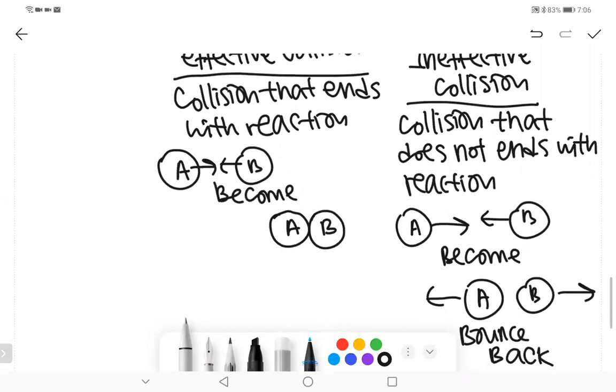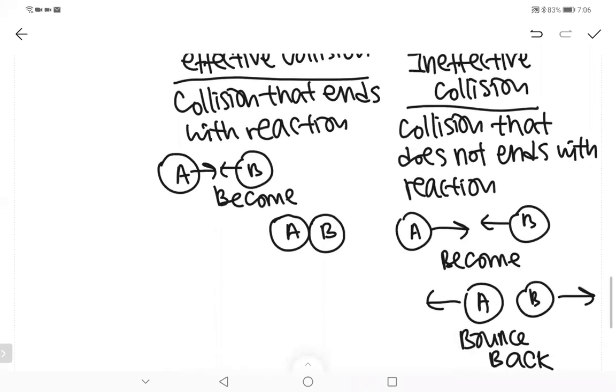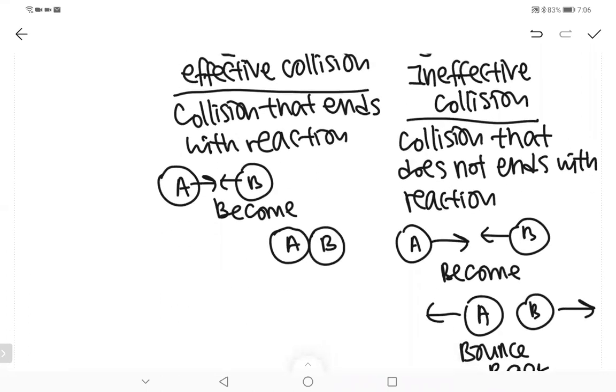All right, so guys, up to now, do you understand what is effective and ineffective collision? Can you type in the chat box and let me know, do you understand what is effective and what is ineffective collision so far?